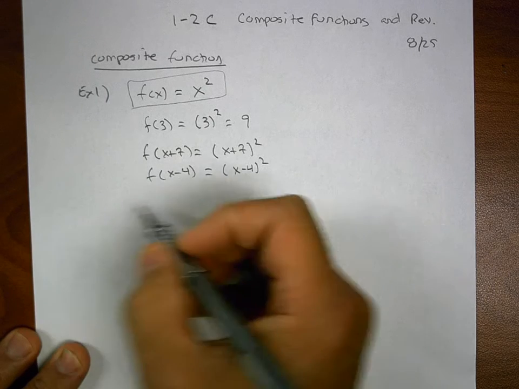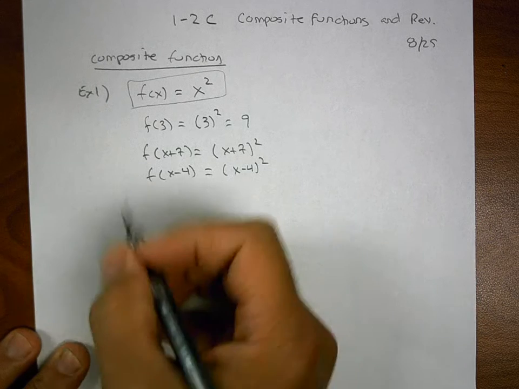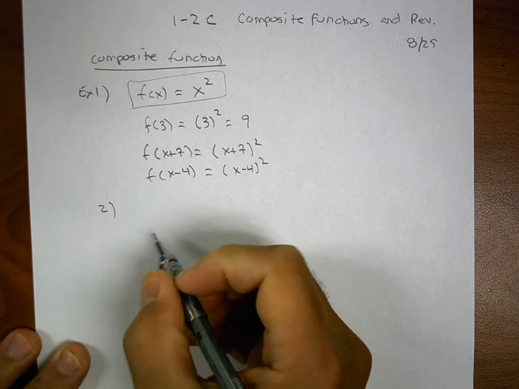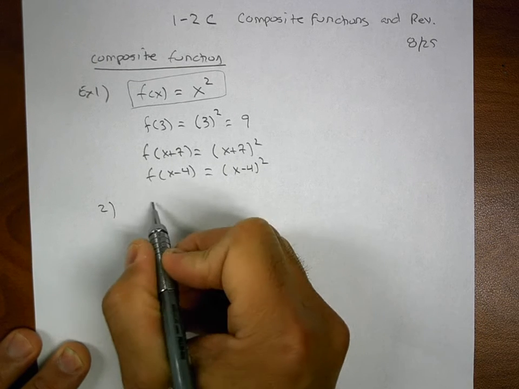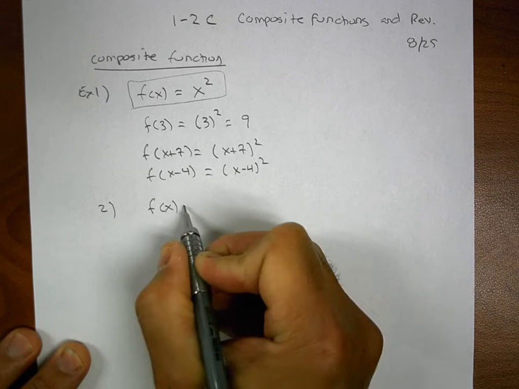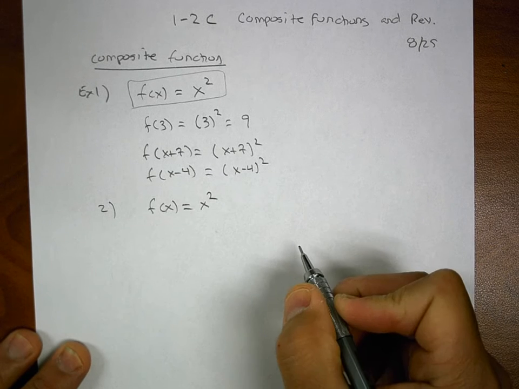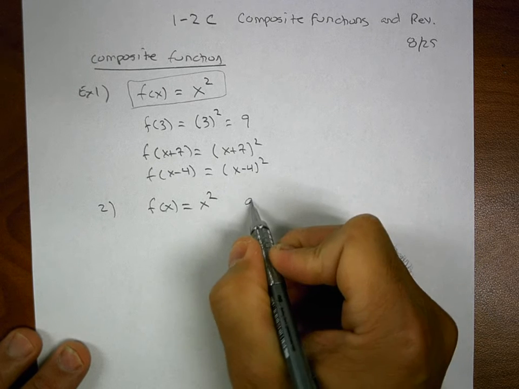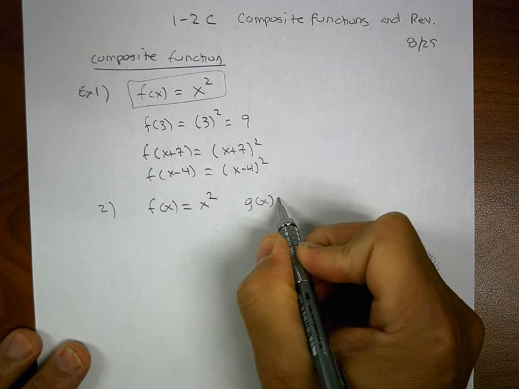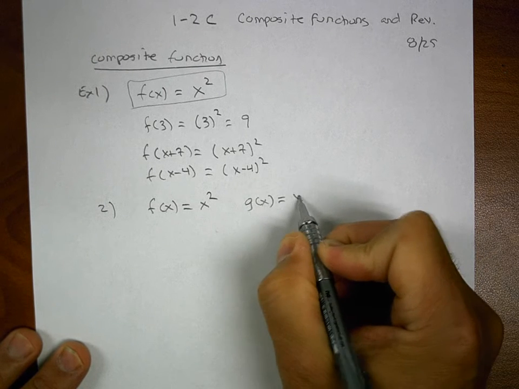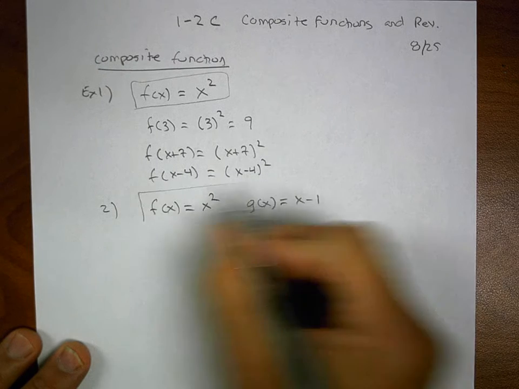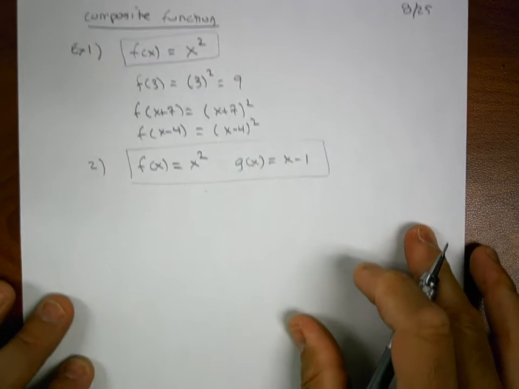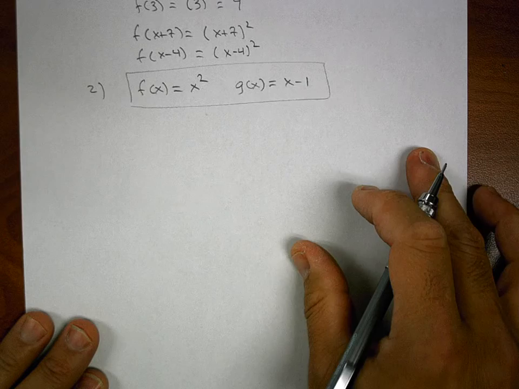Okay, so let's look at a composite function example. And this is like your homework, number 2. I'm going to give you f of x equals x squared. And let me give you another function, g of x, just a different function. G of x equals x minus 1. So I'm giving you these two functions.